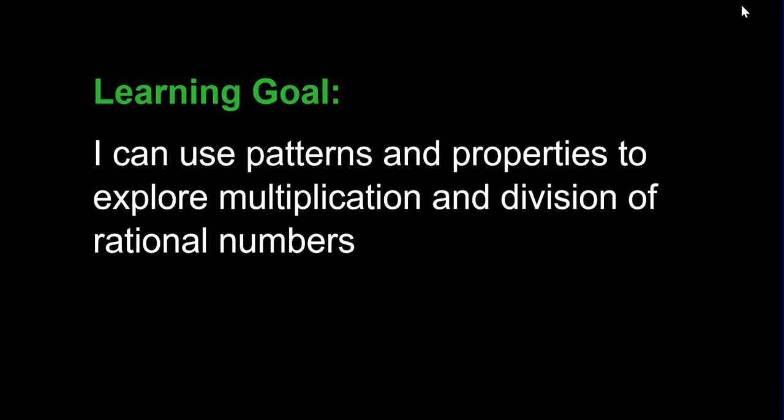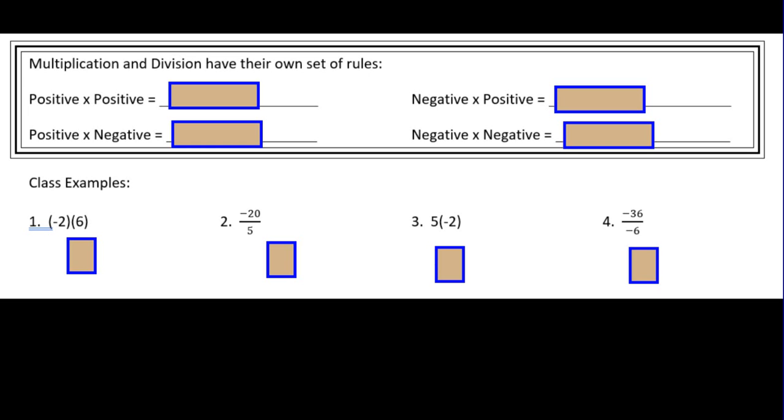Today's learning goal is I can use patterns and properties to explore multiplication and division of rational numbers. Remember, rational numbers include repeating decimals and decimals that terminate, and they also include numbers that can be made into a fraction, including integers. So 3, 4, 5 can all be made into 3 over 1, 4 over 1, and 5 over 1. So let's go ahead and get started.